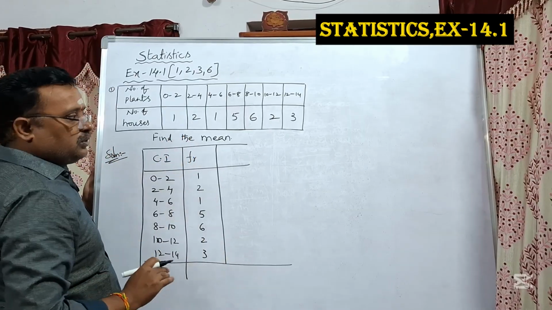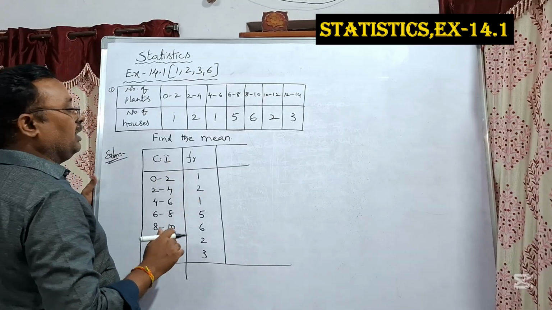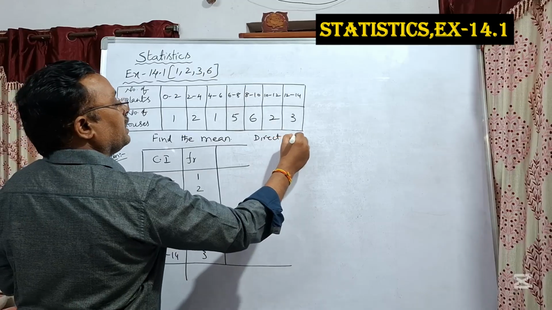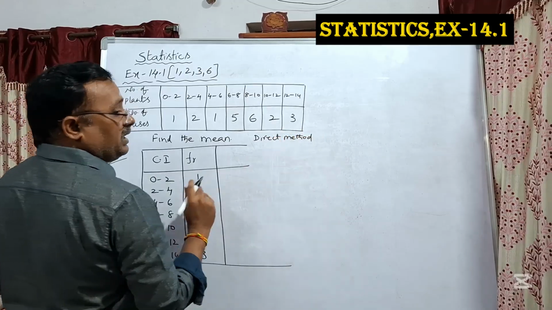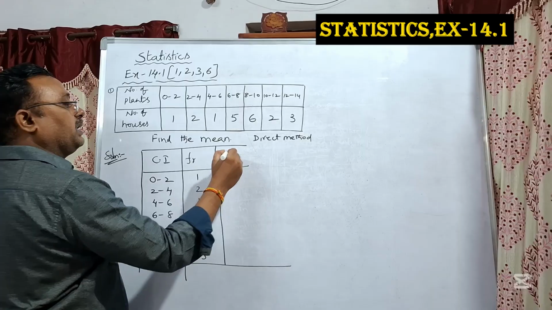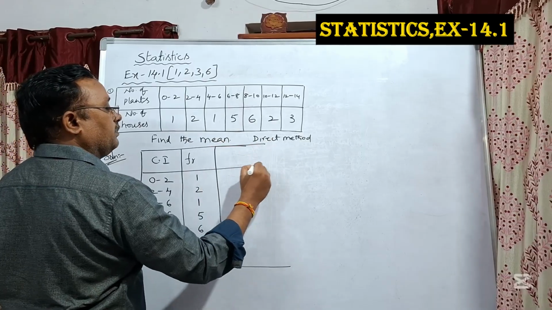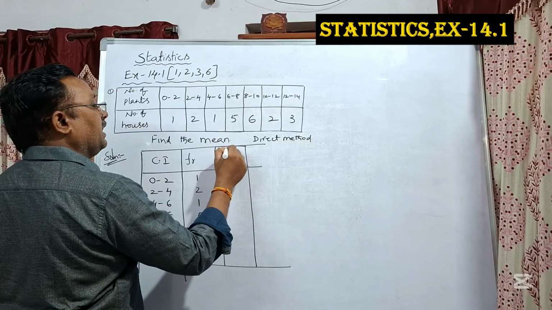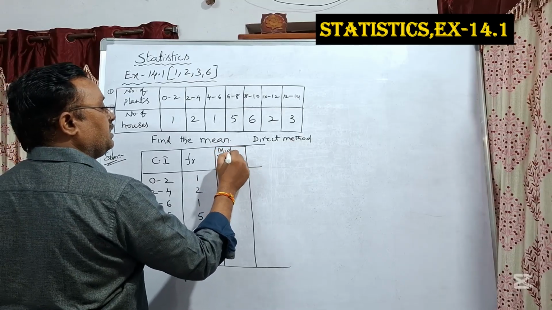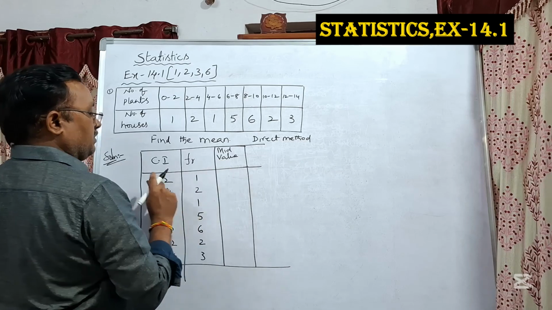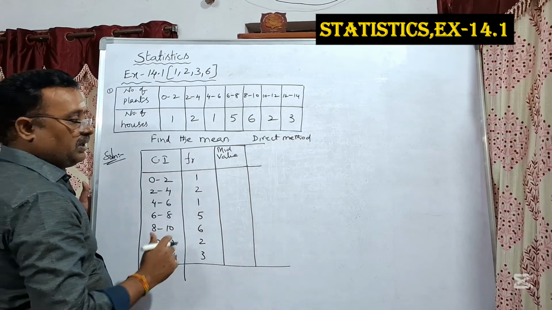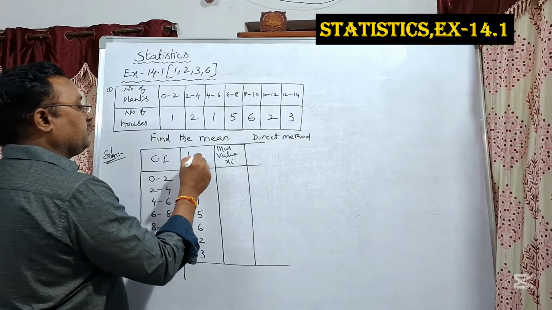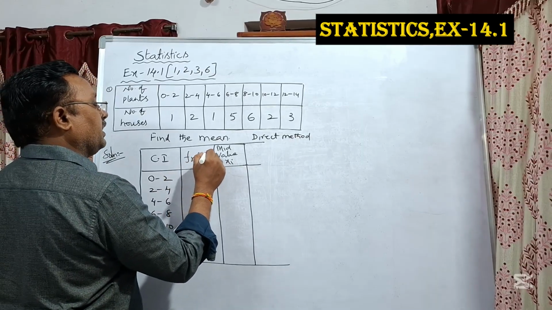Got it? So to apply the direct method, what do I have to do? Keep it in mind, the direct method. I need to prepare one more column, called the mid value of the class interval. It is represented with xi, whereas the frequency is represented with fi.